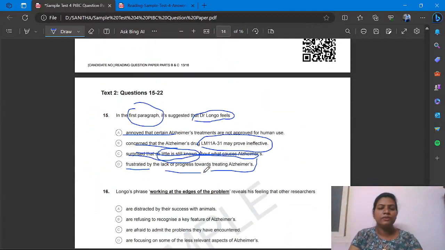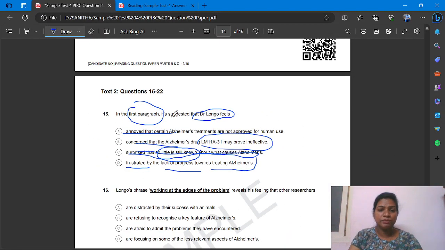But if we read these three options, the paragraph is not saying anything about these three options. So what is the right option here? Frustrated. He is frustrated, but still there is no proper treatment for Alzheimer's disease. So he is frustrated by the lack of progress towards treating Alzheimer's. That is the correct answer.